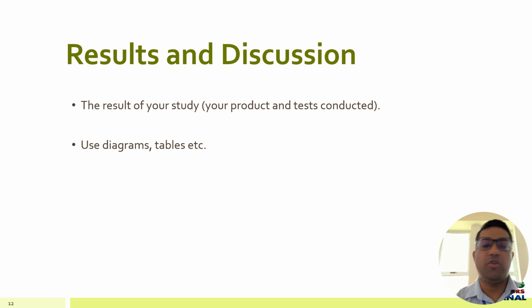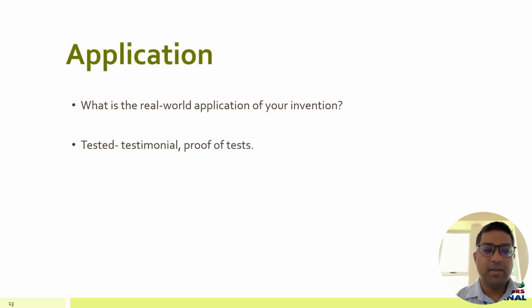How do you document it? You can document it using diagrams, you can document it using tables, whichever way you think is convenient for you to communicate your result to the readers, right? Then when we talk about discussion, you discuss why you get such results, right?